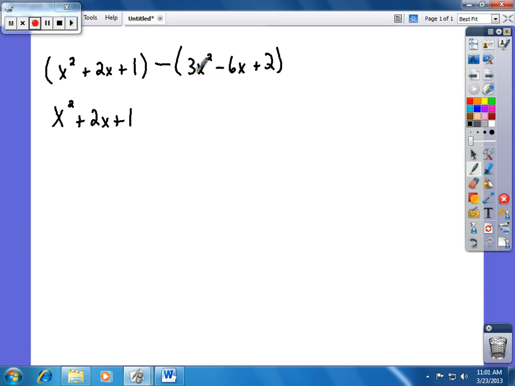So if we subtract something that's positive, the negative wins. So this becomes a minus 3x squared. But if you subtract a negative, if you have a double negative like this, it becomes a positive. So that is now plus 6x. And then again, we're subtracting a positive term, the negative wins. So that's minus 2. And then like we saw in the previous problem, we're going to combine our like terms.